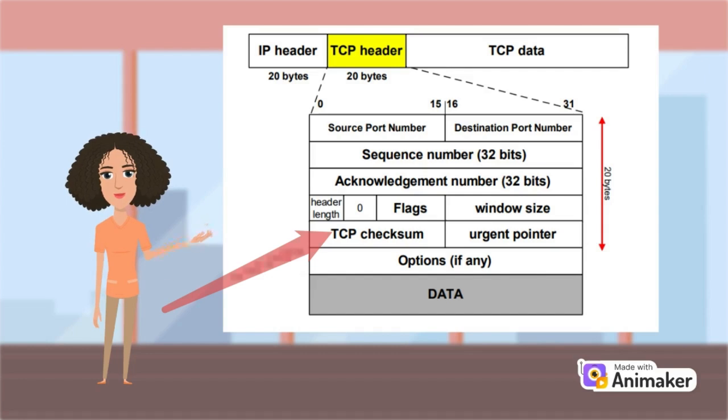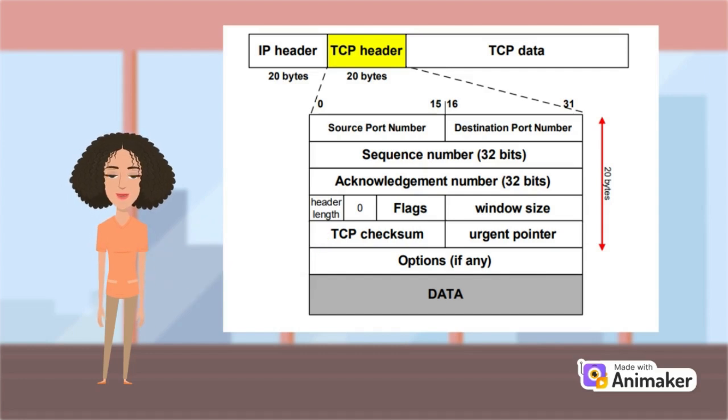Checksum field verifies that the segment's data hasn't been corrupted during transmission. If the checksum doesn't match upon arrival, the segment is discarded, and the server will retransmit it.